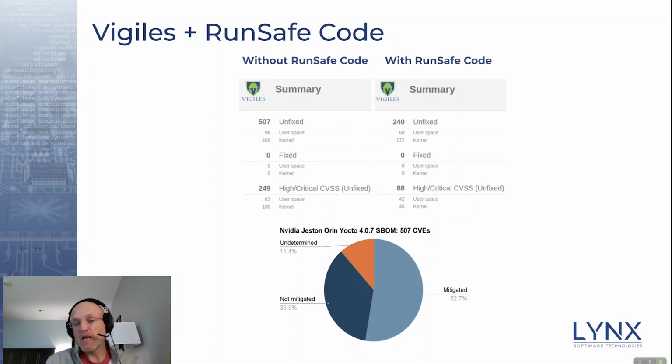When RunSafe gets applied, the number of unfixed drops down to 240, with nearly 160 of the high and critical issues being taken off the table. And all that was needed to be done for that was to add us in as a layer in the Yocto build.